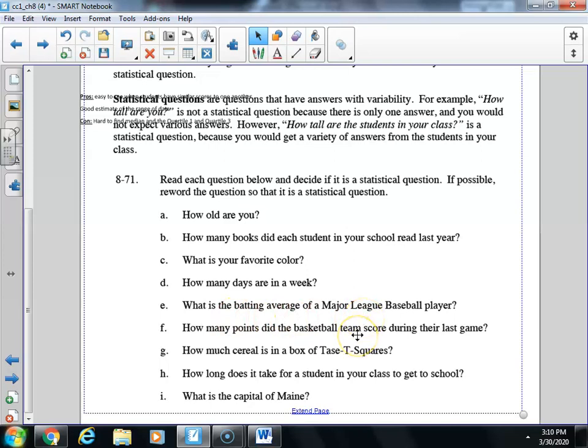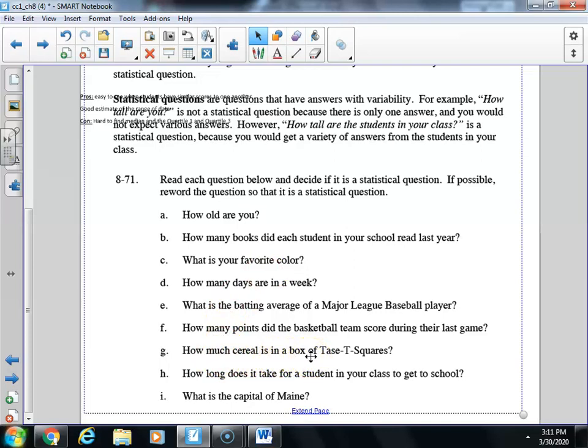Letter F, how many points did the basketball team score during their last game? No, this is not statistical because there's a definite answer. We're not expecting to get a different number of points for that basketball team if we're looking at the same game.